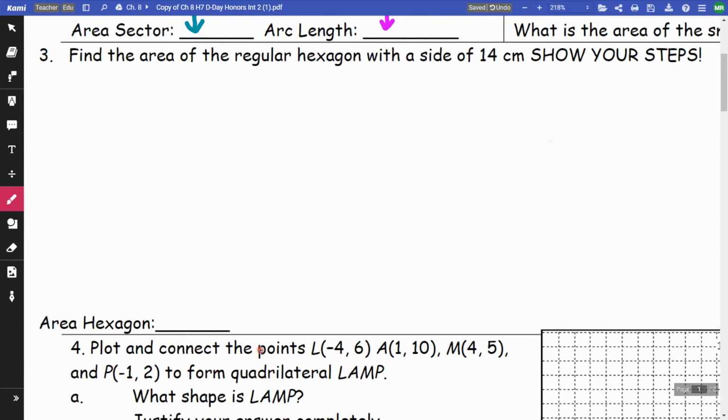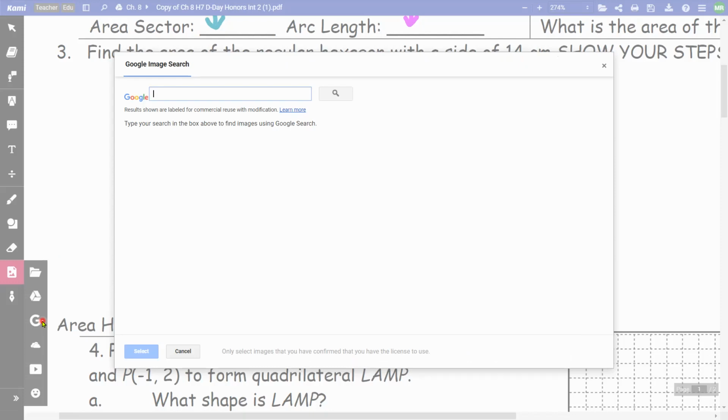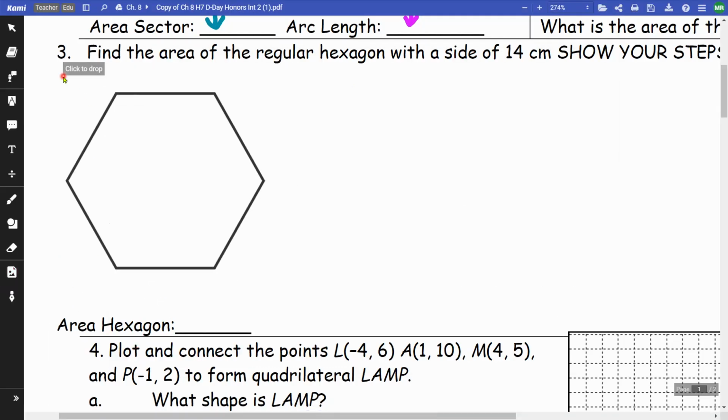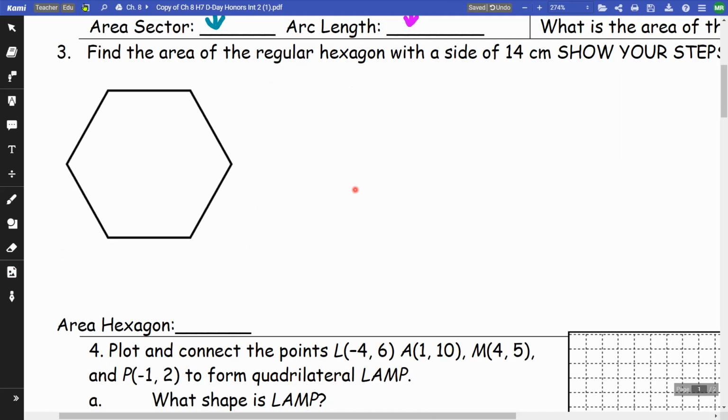Number 3, we want to find the area of a regular hexagon with a side of 14. So let me get a hexagon here. So I am going to come here to add media, go to the Google search, and I'll put in a hexagon. And I'll insert this. That way I don't have to draw it. Okay, so we want to find the area of this regular hexagon.